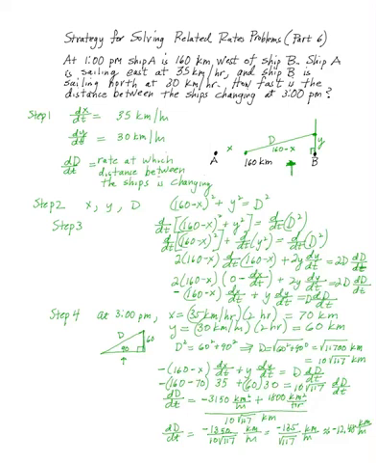So Ship A is going east along this number line, and Ship B is sailing north at a rate of 30 kilometers per hour. How fast is the distance between the ships changing at 3 p.m.? Note that 3 p.m. is 2 hours after 1 p.m.